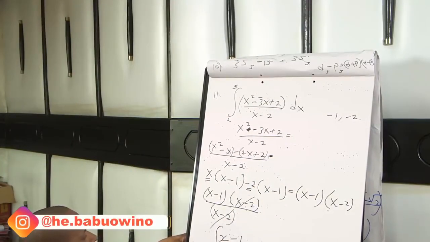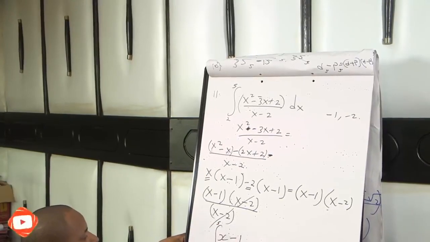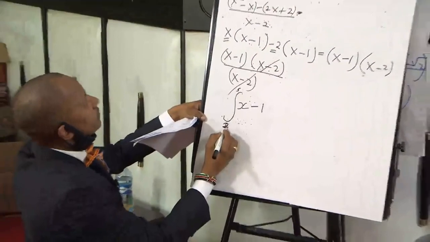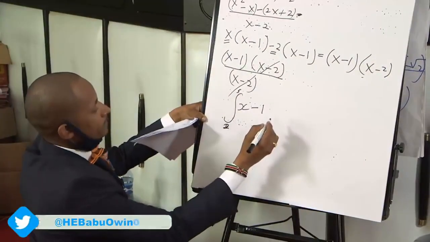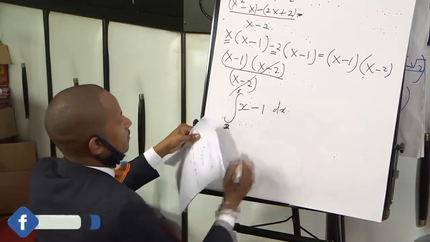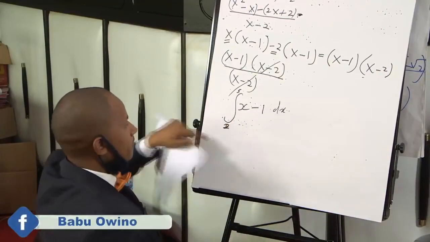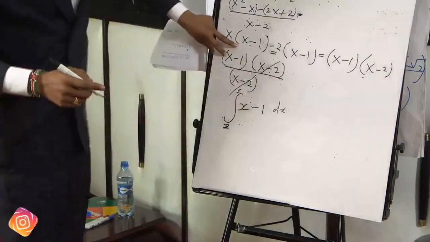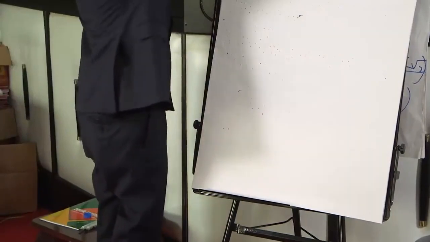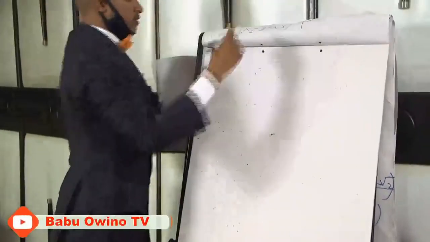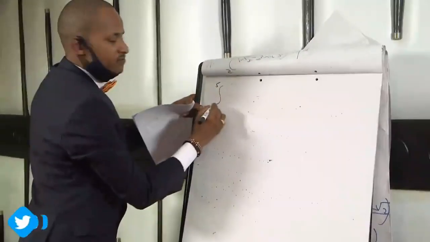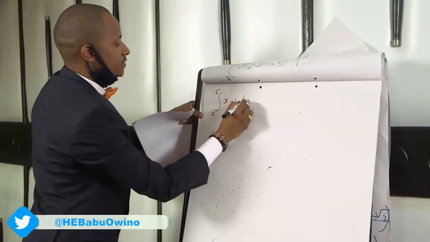So you are told to integrate this with limits of 5 and 2, dx. So we want to integrate this value. So I want to start on a fresh page on the integration. So we are integrating with the limits. Upper limit is 5, lower limit is 2, of x minus 1 dx.